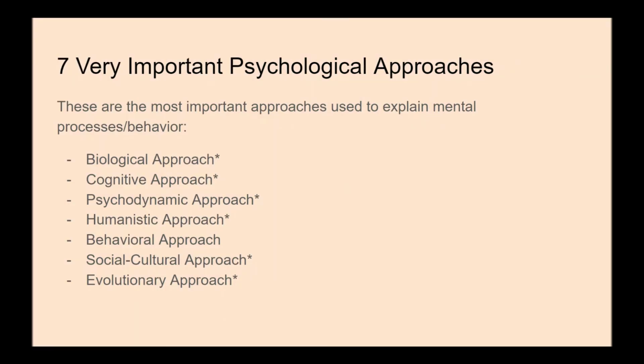So we have 7 very important psychological approaches in contemporary psychology. These are the most important approaches and are used to explain mental processes and behavior, although not all of them are used to treat abnormal psychology. So we have the biological approach, which I just mentioned, the cognitive approach, the psychodynamic approach, the humanistic approach, the behavioral approach, the sociocultural approach, and the evolutionary approach.